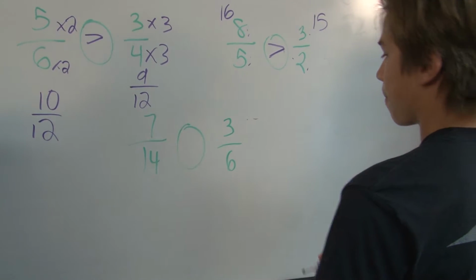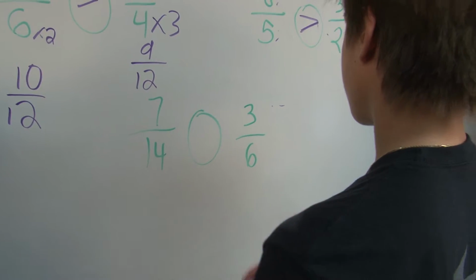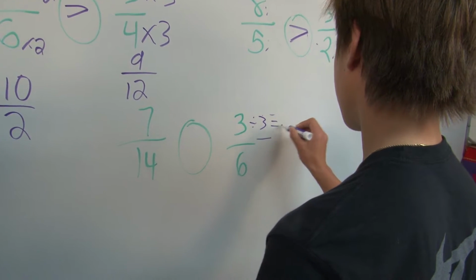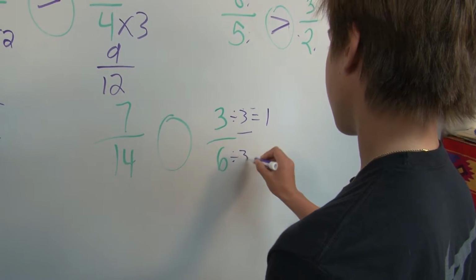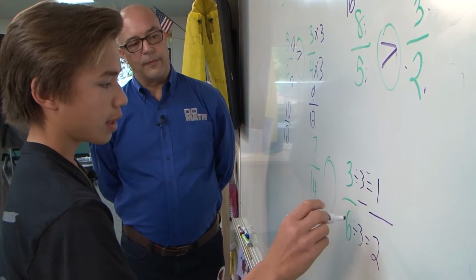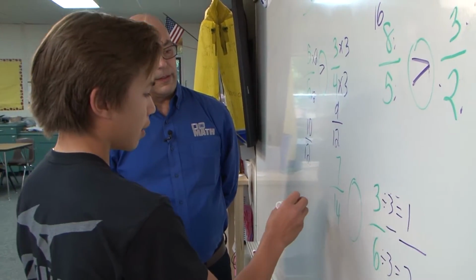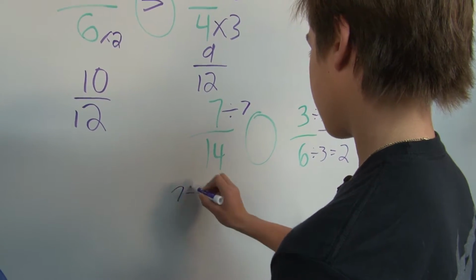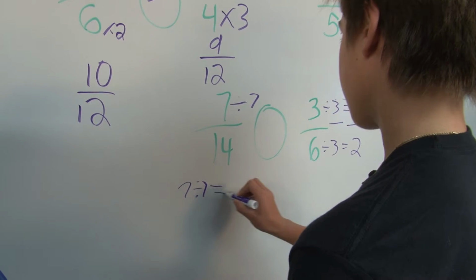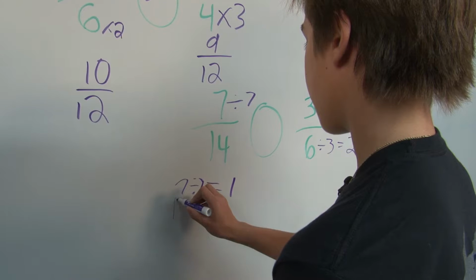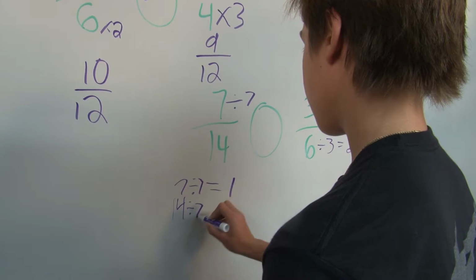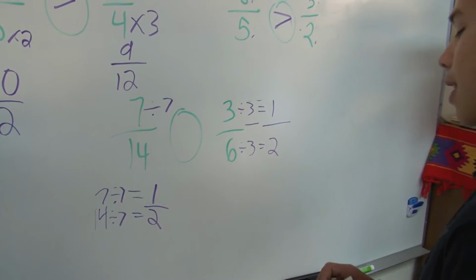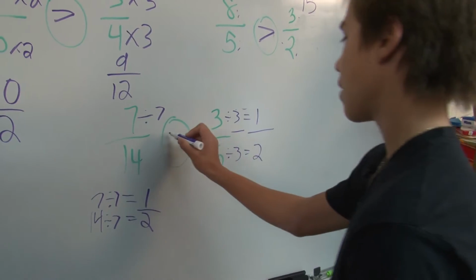Okay. So this 3/6, if you simplify it, you get 3 divided by 3 is 1, and then 6 divided by 3 equals 2. So this one's 1/2. Okay. And then this side, if you do the same thing, you could do 7 divided by 7 equals 1, and then 14 divided by 7 equals 2. So both of the fractions are equal to 1/2, so which means they're the same.